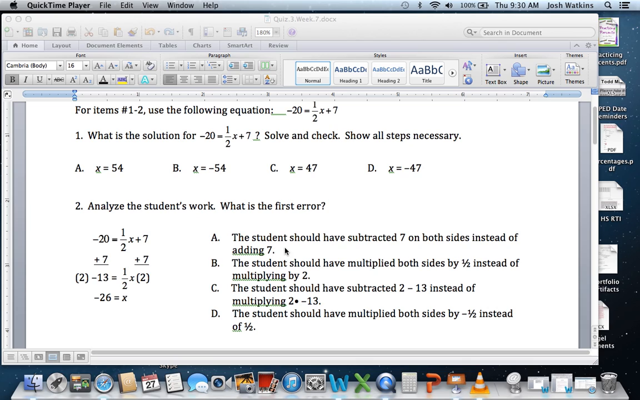So A, the student should have subtracted 7 on both sides instead of adding 7. B, the student should have multiplied both sides by half instead of multiplying by 2. C, the student should have subtracted 2 minus 13 instead of multiplying 2 times negative 13. Or D, the student should have multiplied both sides by negative 1/2 instead of 1/2.